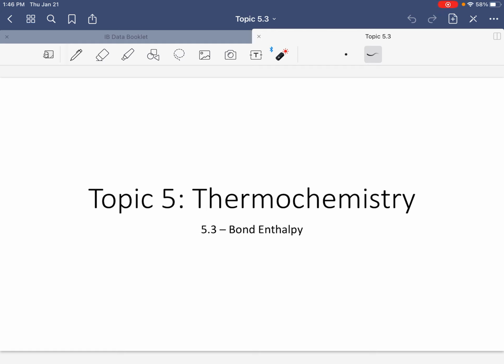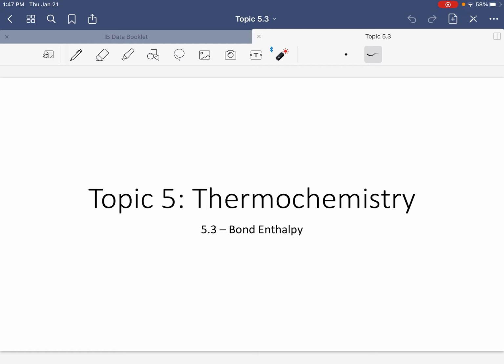Topic 5.3, bond enthalpy. All right, this is actually a very interesting topic. We took a look at 5.1 based on the calorimeter, how to get thermodynamic answers, data, results from doing an experiment by looking at the difference in temperature. That was fun. Hopefully you enjoyed the lab.